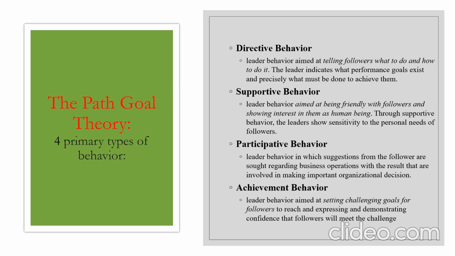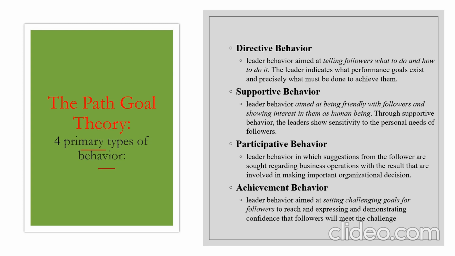Okay. So according to this theory, there are 4 primary types of behavior of a leader. In order for the leader to provide the path to the employees to achieve the employees' goals, the leader can actually use different kinds of leadership behavior. Leader ni boleh menggunakan leadership behavior ataupun leadership style. Leadership behavior and styles, they are the same thing. Leader can use different leadership styles or leadership behavior in providing the path to employees.